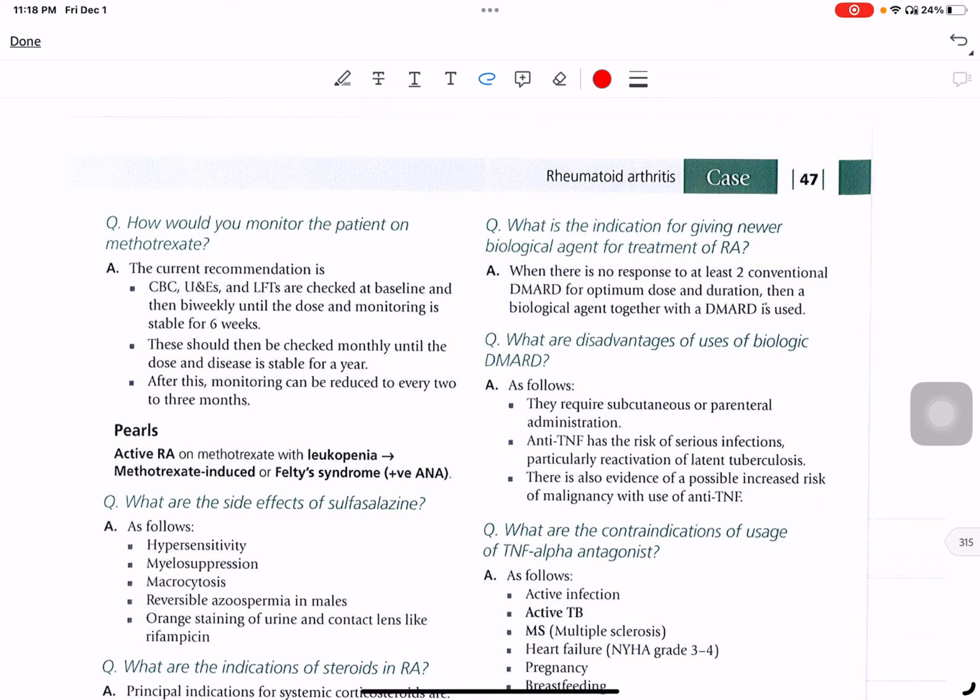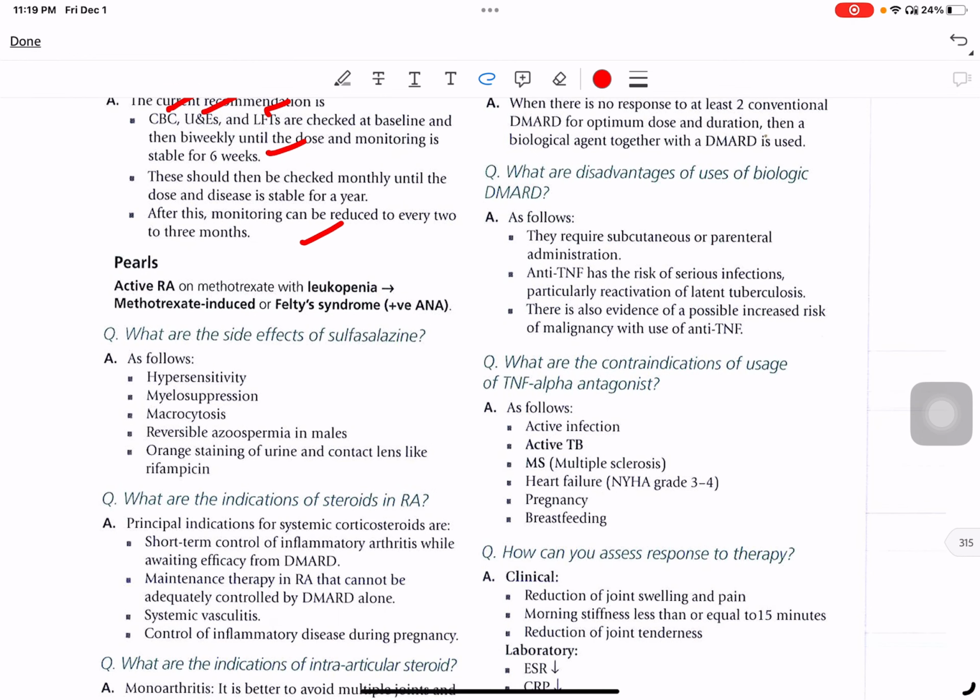How will we monitor methotrexate therapy? CBC, liver function, kidney function, initially at 6 weeks, and after stabilization every 3 months, then 6 monthly. Side effects of sulfasalazine: hypersensitivity, myelosuppression, macrocytosis, reversible azoospermia in males, orange staining of urine and contact lenses.